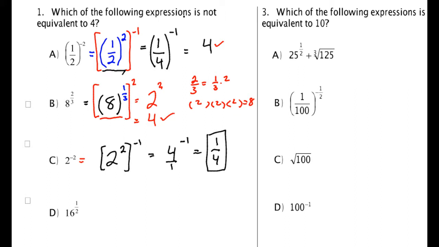But it does say expressions, so don't stop here and say, well, I found the one that's not equal to 4. Maybe there's other ones that are not equal to 4 as well. So you want to check all of these. So far, just C. D, 16 to the 1/2, which is the same as the square root of 16. What times what equals 16? Same number would be 4. So yeah, A, B, and D all equal 4, and C is 1/4, so that would be the answer.